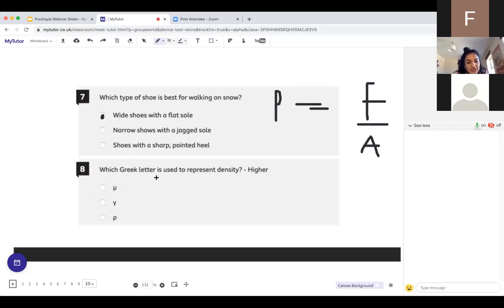Which Greek letter is used to represent density? That's rho. So it's that one that kind of looks like a P, kind of annoying because pressure is also a capital P. But remember, pressure is a standard English uppercase P, and density is a Greek rho. So it's kind of more curved round like that. But yeah, look, very similar, so be careful.